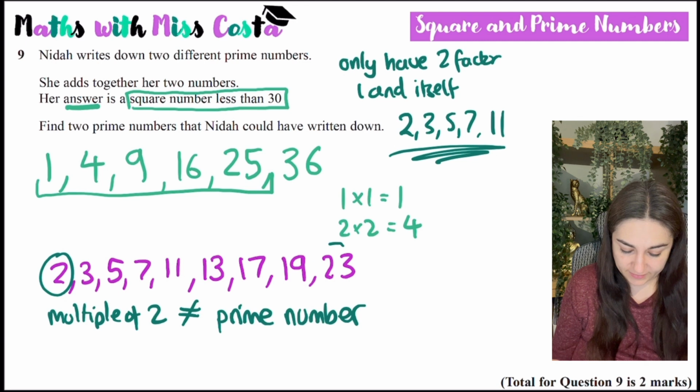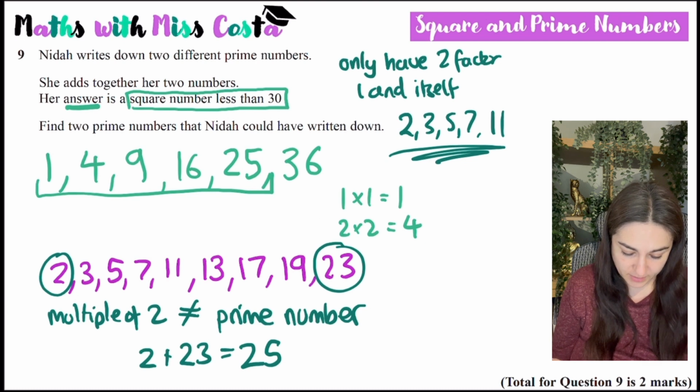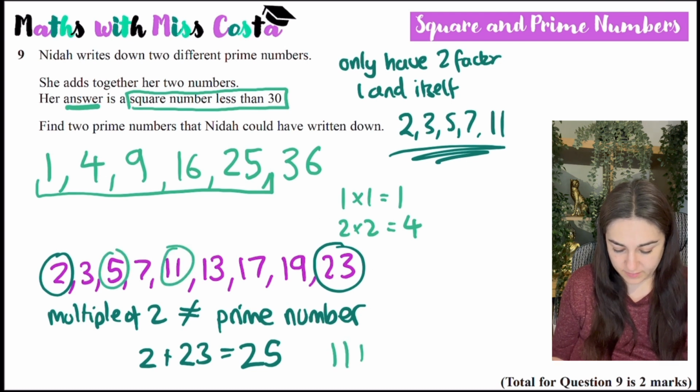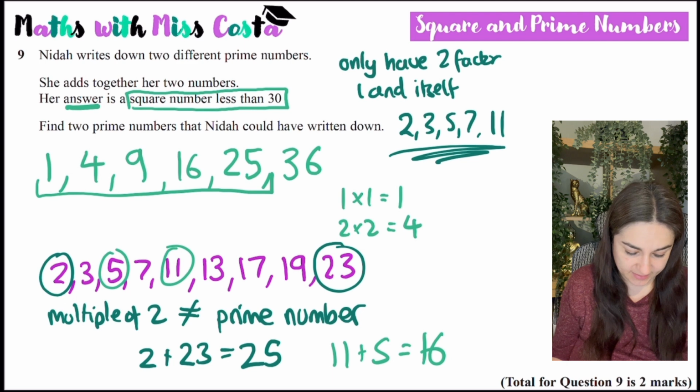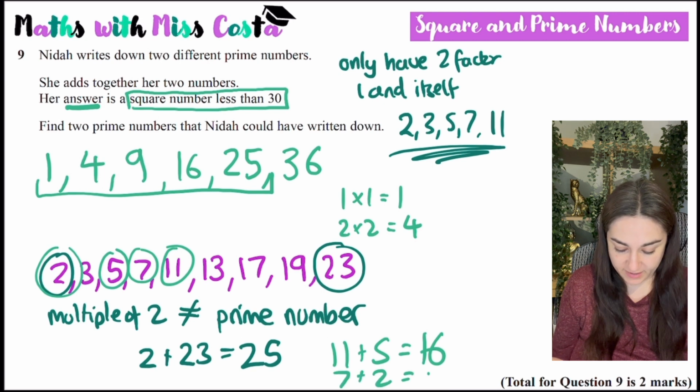So out of these, 2 plus 23 gives me 25, which is a square number. I could have also done 11 plus 5 because that gives me 16. I could have also done 7 plus 2 because that gives me 9. And are there any others?